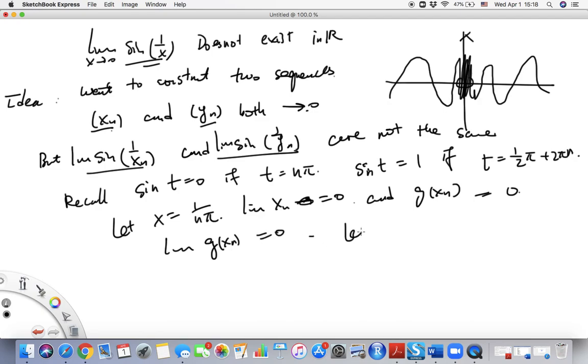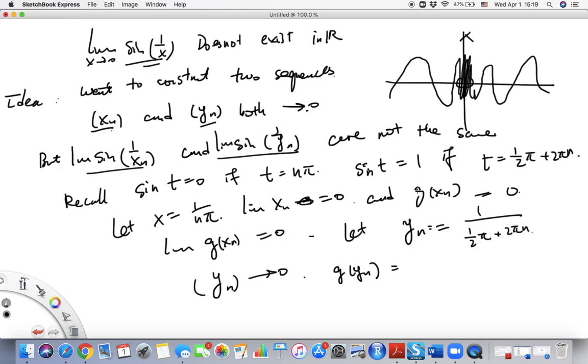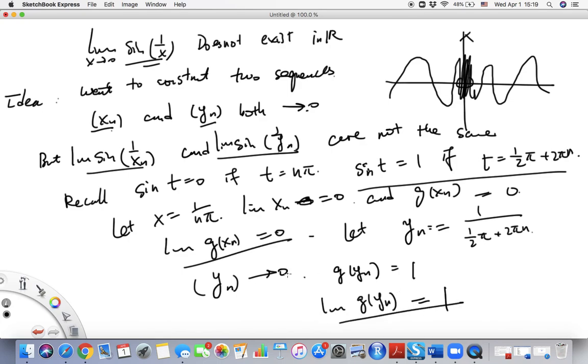But on the other hand, we let yn to be the inverse of pi over 2 plus 2 pi n. So again, yn goes to 0, and g of yn, as we know from here, is equal to 1. So the limit of g of yn is just the limit of the constant sequence 1, so that is equal to 1. So as you can see, these two are different. So that shows the limit of sine 1 over x does not exist.